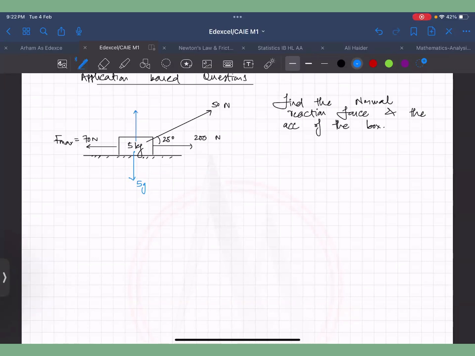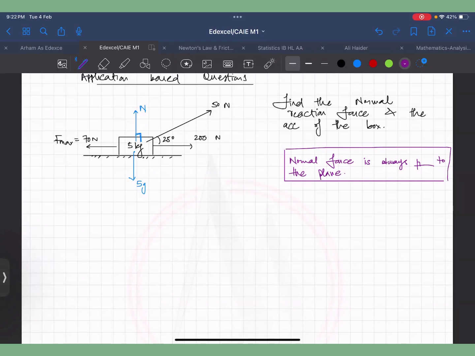And definitely there would be a normal reaction force due to the floor. It would be acting perpendicular to the floor upwards, opposite to the weight, always upwards. Normal reaction force is always perpendicular to the plane. Write this down somewhere: normal force is always perpendicular to the plane. This is something that people don't pay attention to. This will always be perpendicular.